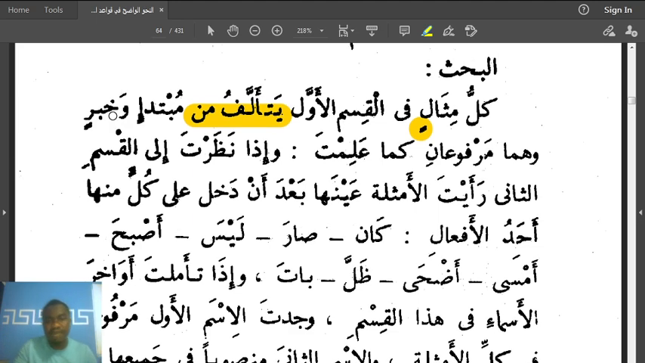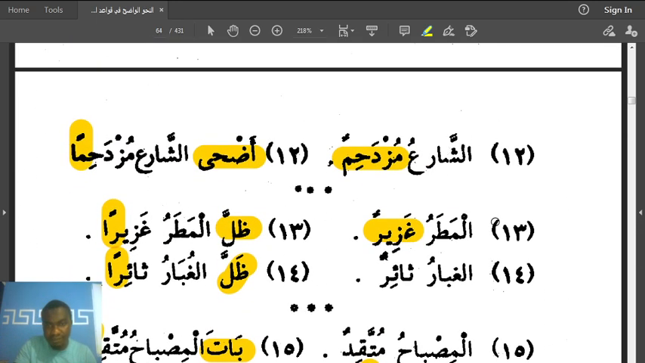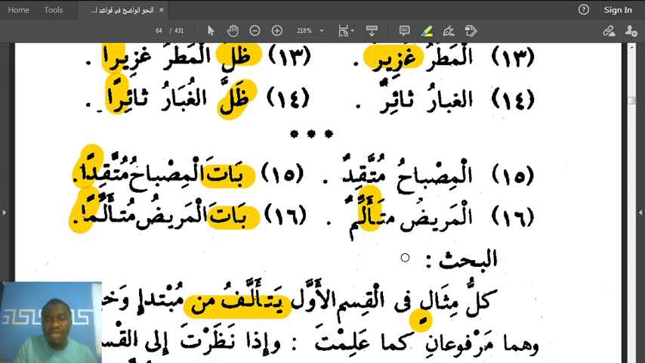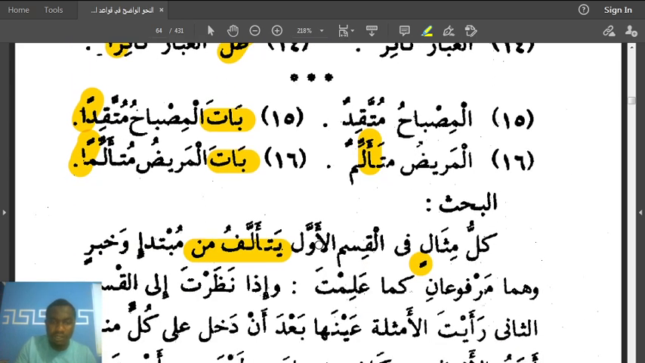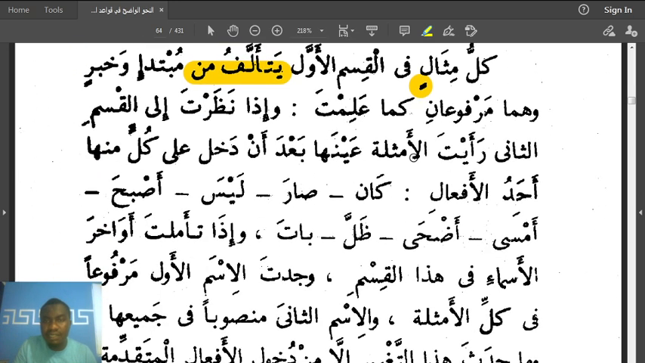So if you look at the first part, this is what he's talking about. If you look at it, it's about مبتدأ خبر مبتدأ خبر. So it says كل مثال في القسم الأول يتألف من مبتدأ وخبر. وهما, and these two, مرفوعان. They are both مرفوع. Now, as I've said, مبتدأ, as we studied it, is مرفوع. It ends in dhamma. That is, the subject ends in dhamma. And the predicate, which is the khabar, also ends in dhamma. So it says الولد جيد, dhamma. كما علمت. So it says كما علمت, as you've known.